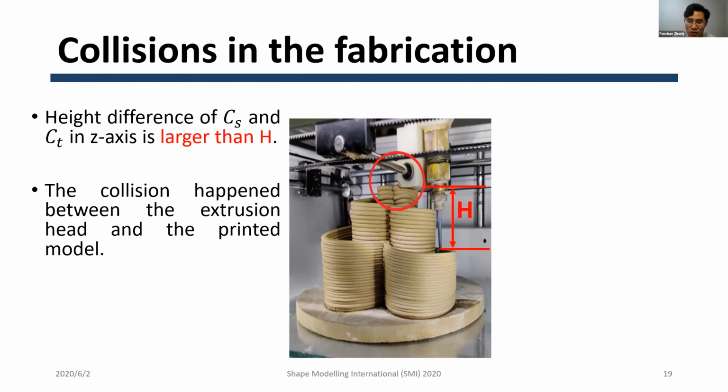However, if we always use this path generation algorithm, there is potential collision as mentioned before. Assume that the height of the extrusion head is h. The height difference between CS and CT is greater than h. When the highest point of CS is printed, the second highest point of CT has been printed, and their height difference exists h, then collision will occur.